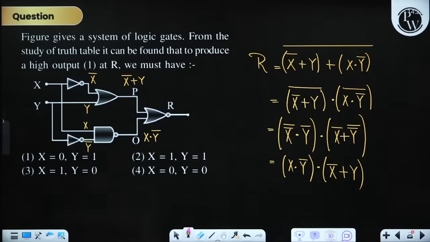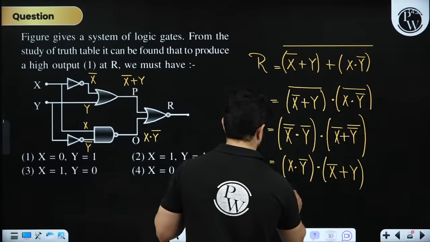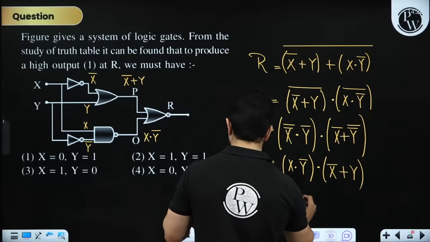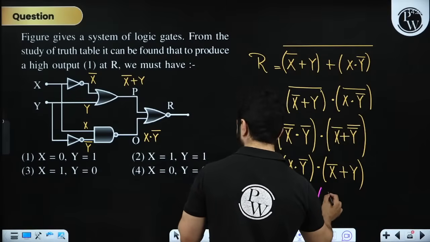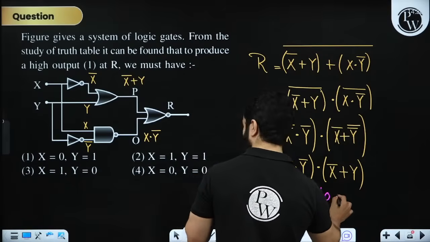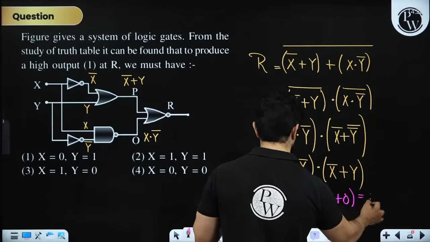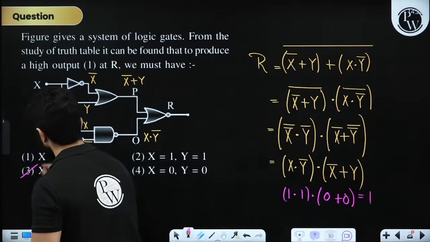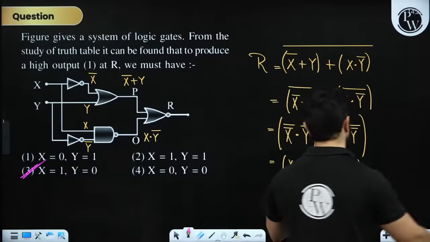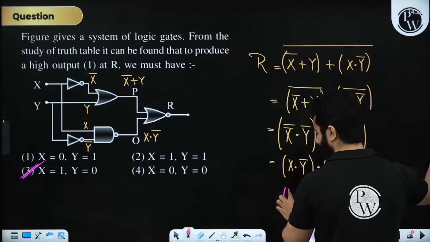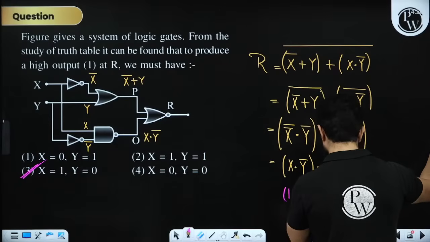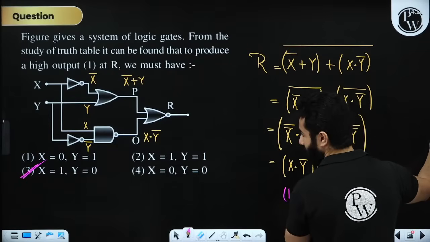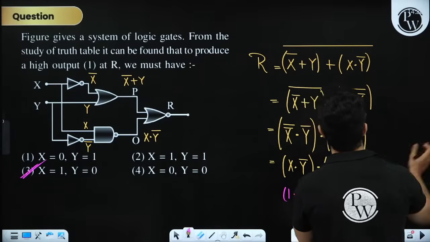Third is correct. If X is 1 and Y is 0, this will become 1, and dot, if X is this is 0 and this is 0, fine now, so we are getting 1. So third is correct, dosto. See, if X is 1 and Y is 0, this becomes 1. 1 dot 1 is 1, and then we have got a problem in this. If X is 1, we are having a problem in this.